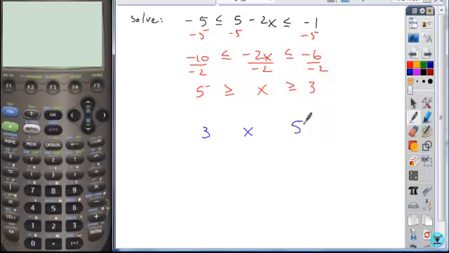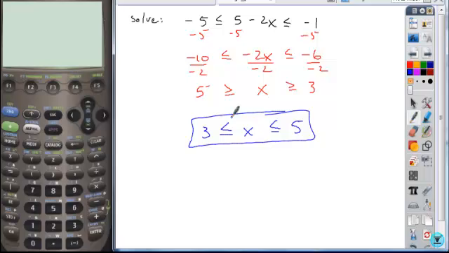Now, the relationship and the properties of the inequality still hold true. So this inequality symbol is going to open to the 5 and point at the x. Same here. This inequality is going to open to the x and point at the 3. So open to the x, point at the 3. So this would be my inequality notation.